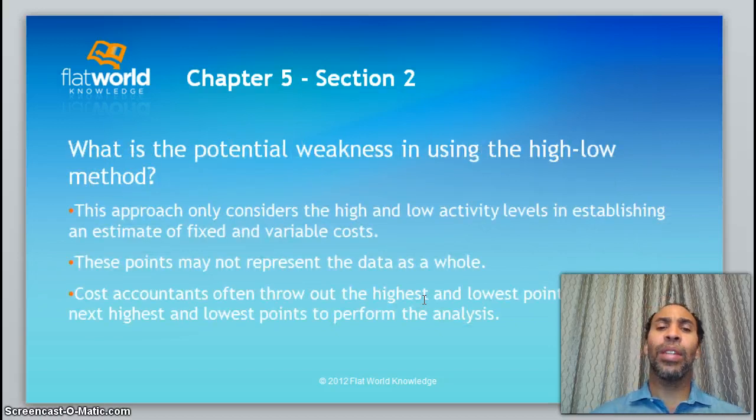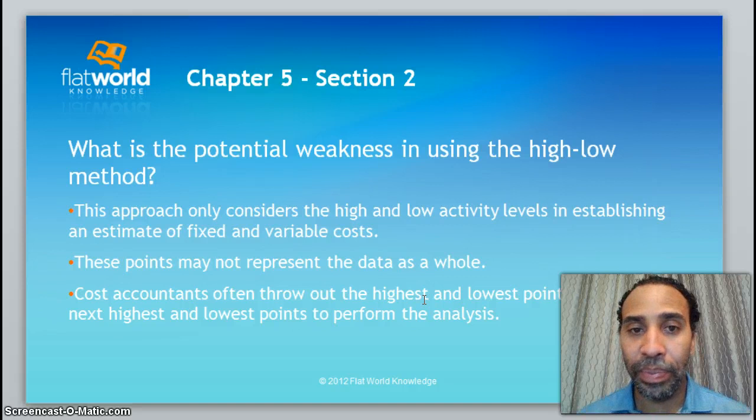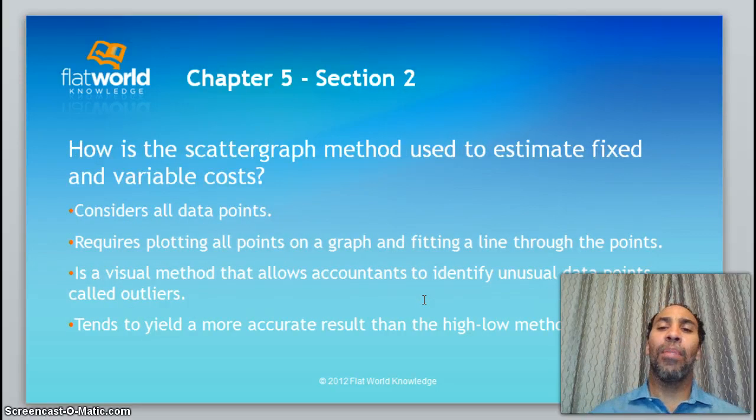So what is the potential weakness of using the high-low method? Well, this approach only considers the high and low activity levels in establishing an estimate of fixed and variable costs. It could be extremely skewed. These points may not represent the data as a whole. Maybe the information right in the middle, in the nitty-gritty, represents it as a whole. Cost accountants often throw out one of the highest and lowest points and use the next highest and lowest points to perform the analysis. They say, okay, we don't want the high, we don't want the low, we want the next two in, and we'll use those.